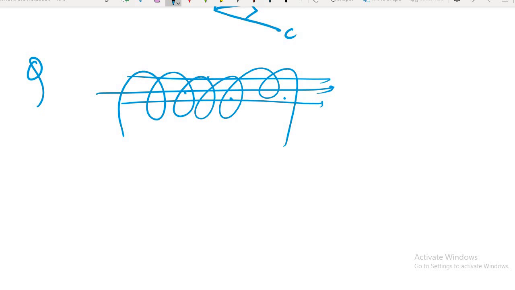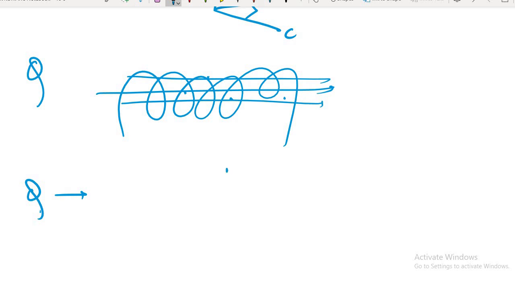Which of the following correctly describes the magnetic field near a long straight wire? The field consists of straight lines perpendicular to the wire, straight lines parallel to the wire, radial lines originating from the wire, or concentric circles centered on the wire. What will be the answer? Sir, the field consists of concentric circles centered on the wire.